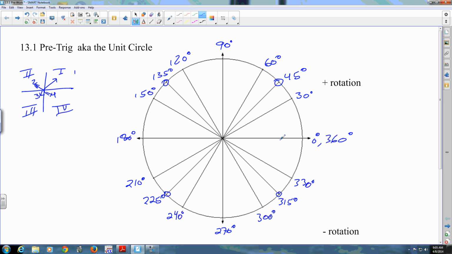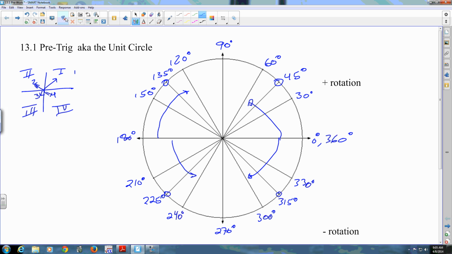Mentioning 300, notice this angle is 60. You're 60 degrees short of 360. You're 60 degrees more than 180, or you're 60 degrees short of 180. So they're called reference angles. You can reference where you're at based on either 0 or 180.